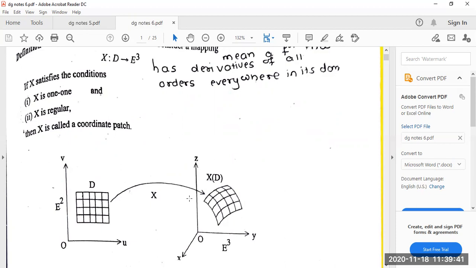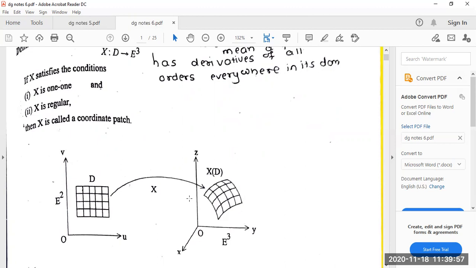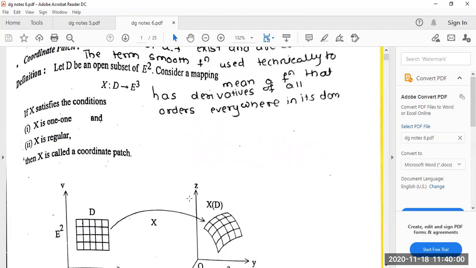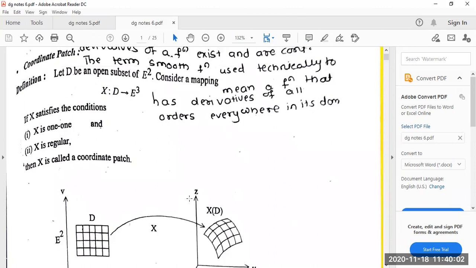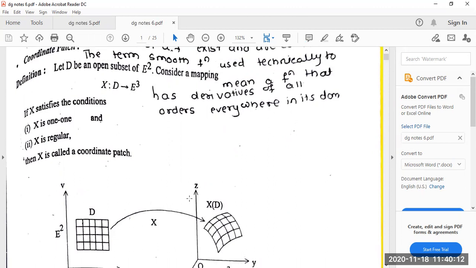In a very similar way, if you take a sheet, bend it and convert it into another shape, we can see it as a 3D object. Just like X of D, here X of D is our image. After applying the mapping X on D, we get the image X of D, which is in 3D space. This resembles the definition of our curve alpha.